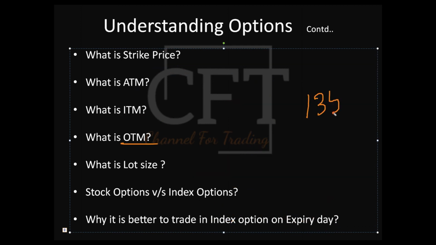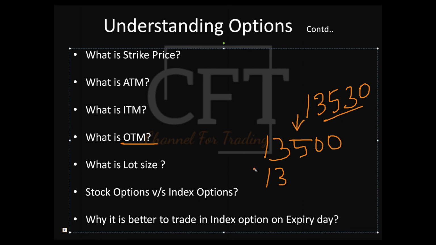If Nifty is trading at 13,530, what will be the OTM for PE? All the strike prices which are below your spot price. Whatever is below your spot price will become out of the money, right? All these things, 450, 400, all these things will become your OTM.